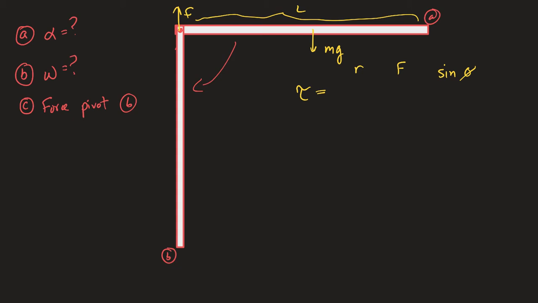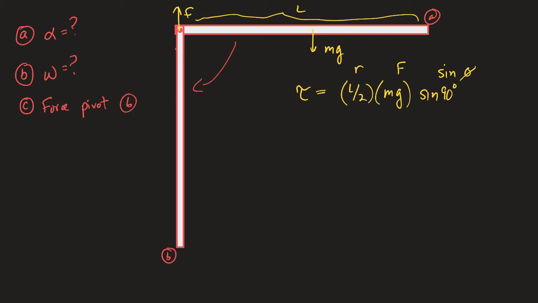R is the distance from the pivot to where the center of mass is. That's going to be L over 2. F is the weight, mg. By looks of it, sine of 90 degrees. You have to build a torque. So it takes a little more work to build a torque, but we've done it. That's just going to be LMG over 2.